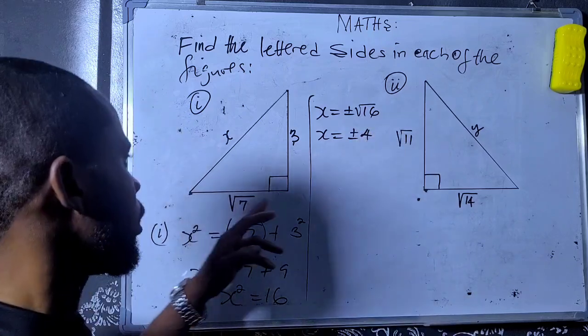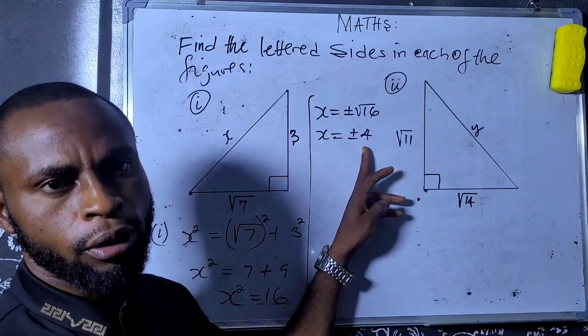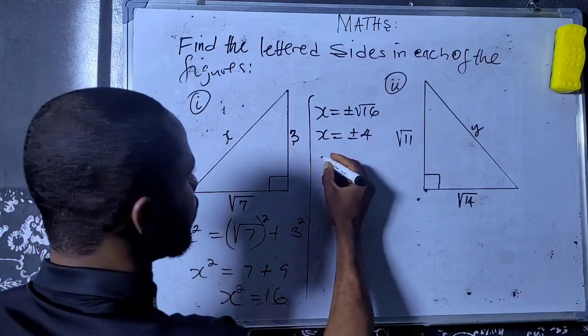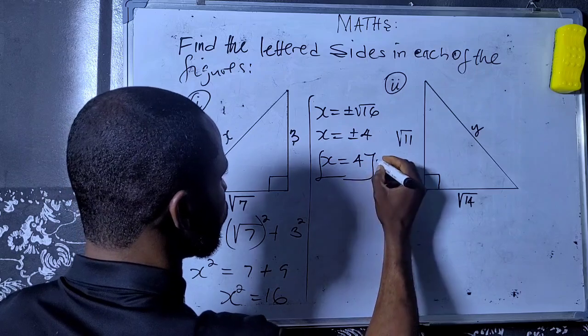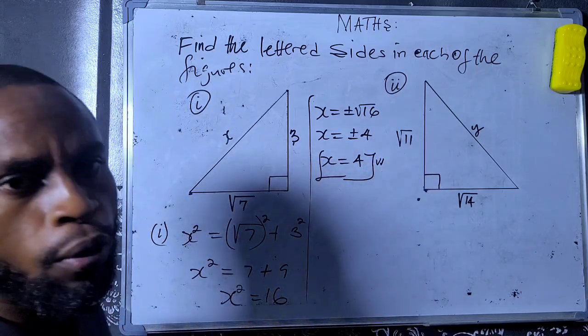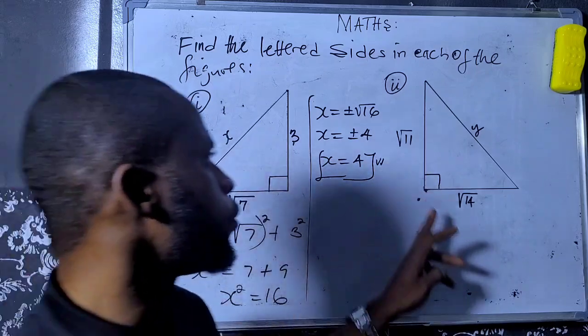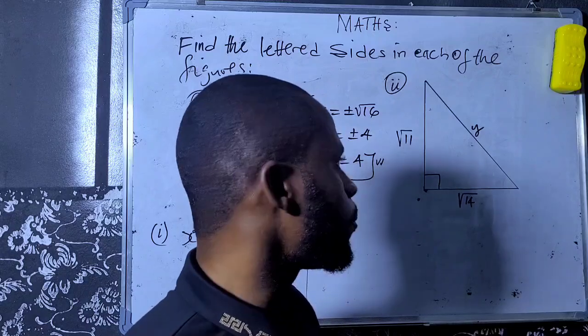But since we are talking about sides, they cannot be measured in negative. As such, we take the positive value of x, which equals 4. Therefore, x equals 4 in figure 1. Then we move down to figure 2, and we still apply the same principle.